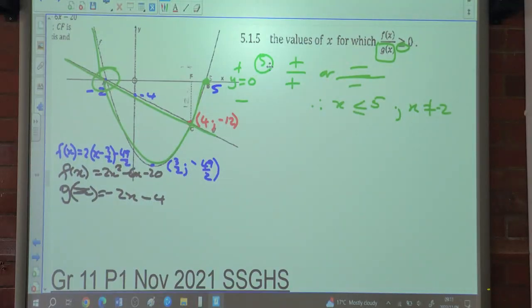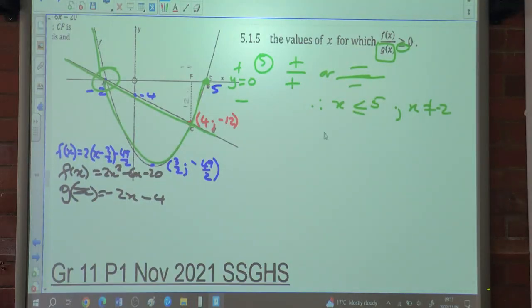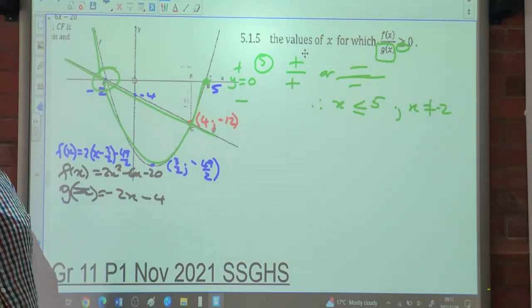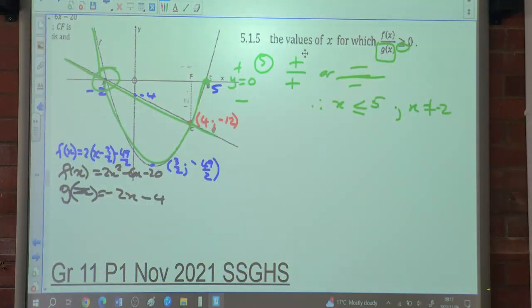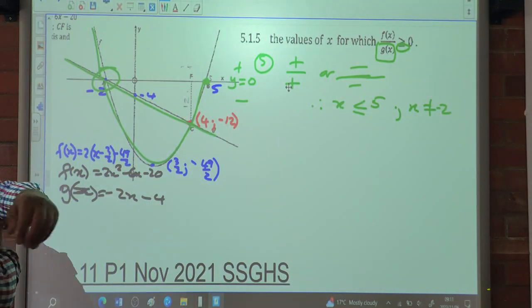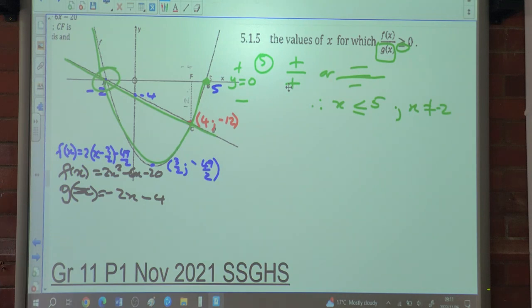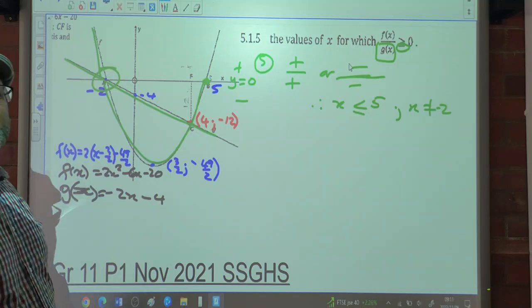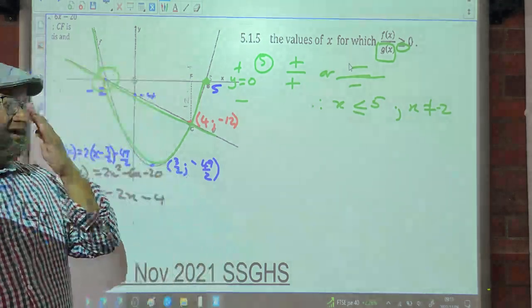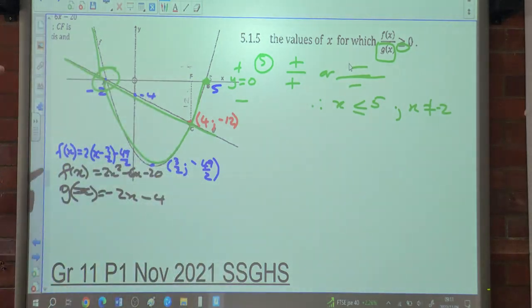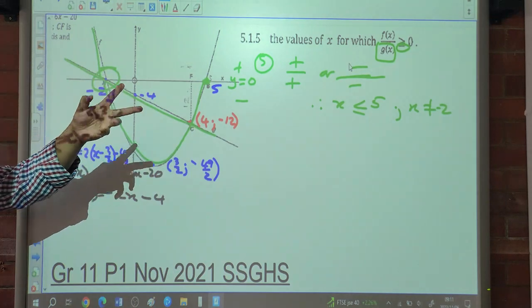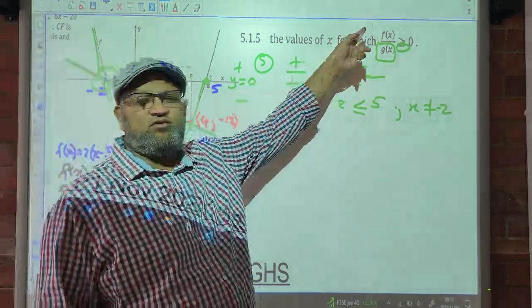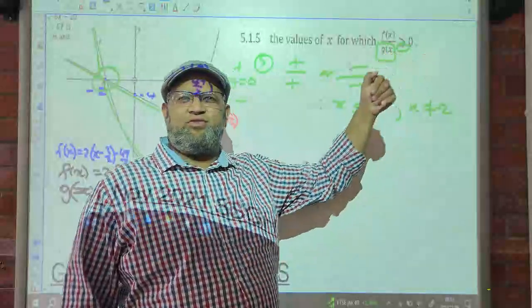So did we answer this question? So we said for which values of x? The value of x for which f of x over g of x has to be greater than or equal to 0. We said when something is greater than 0, it has to be positive. And when is something positive? When either both numerator and denominator are positive, or both are negative, because a negative divided by a negative is also positive.